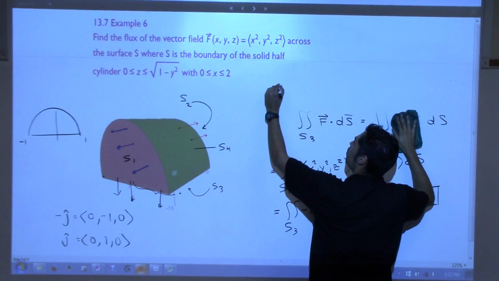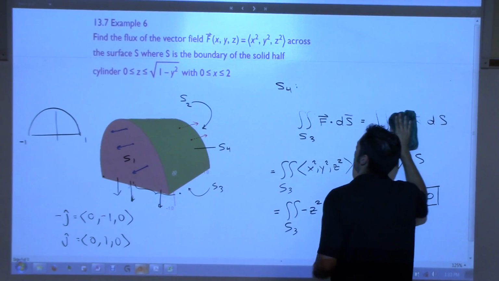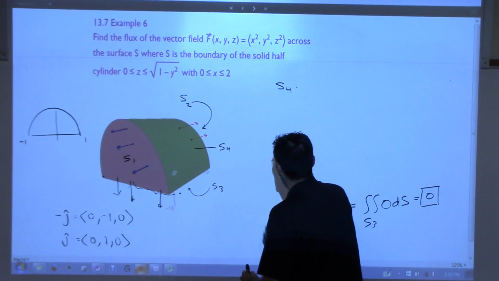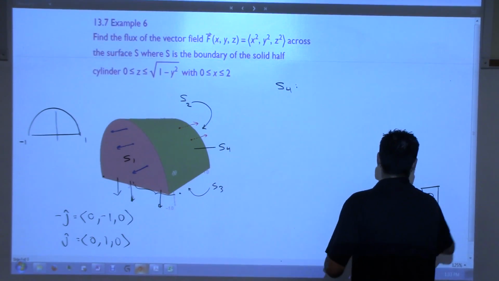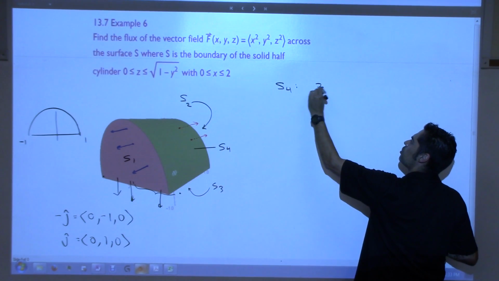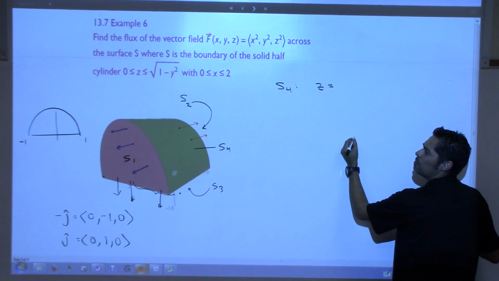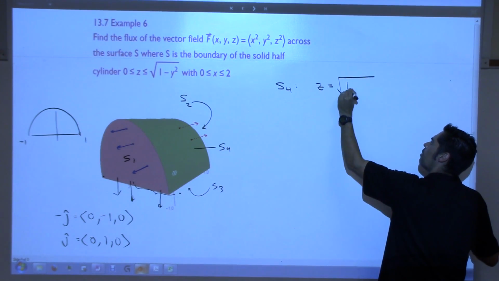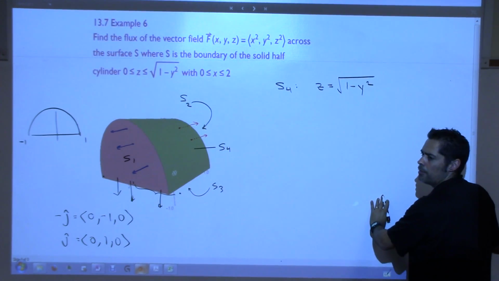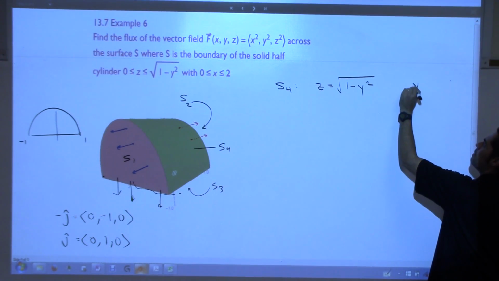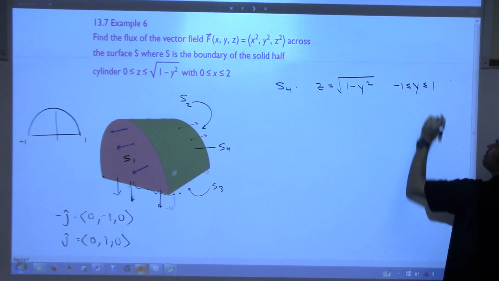Can you look at S4 as a shortcut? Can you look at the surface as being a function of two variables? Okay? And it's the z, right? The z is a function of which two variables? So what's the equation? Square root of 1 minus y squared. And of course, our y here is going to be between -1 and 1. That's what it took to draw it, right?